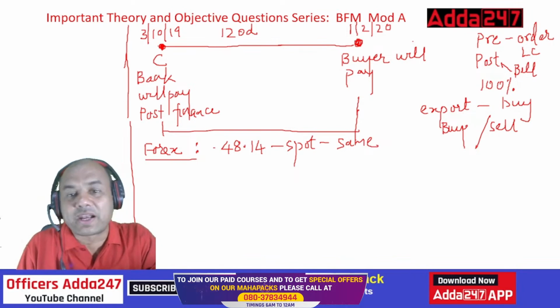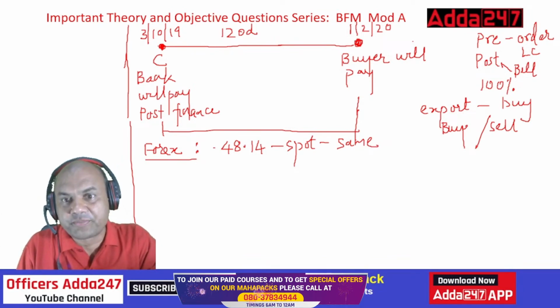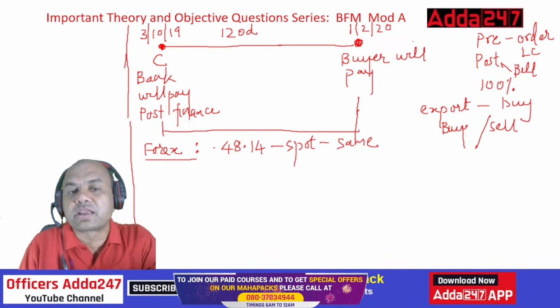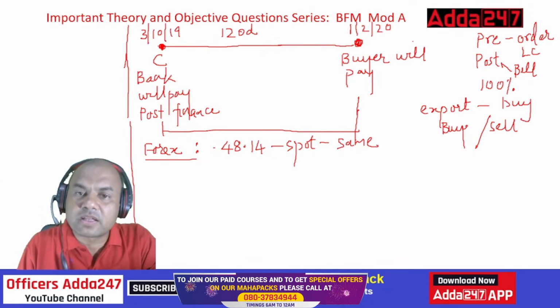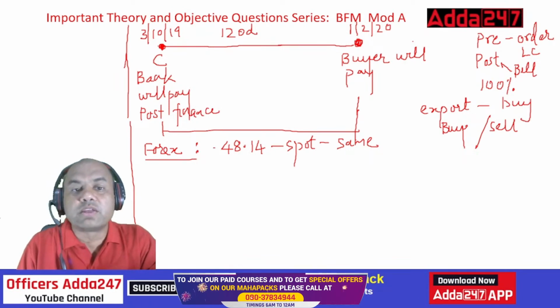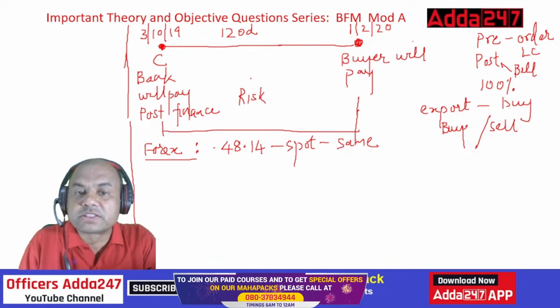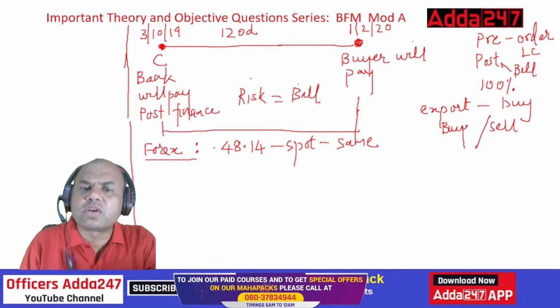But right now what is happening? The buyer will be paying after 3 months, 4 months, right? So this is the risk which I am taking. Whenever I am taking the risk, for 4 months I am financing as a bank. So whenever I am taking this risk, I'll always be applying the bill rate.